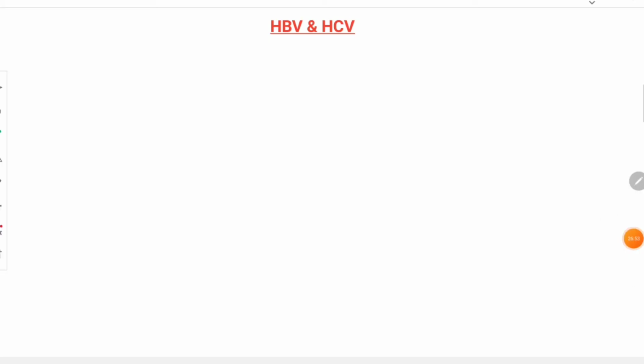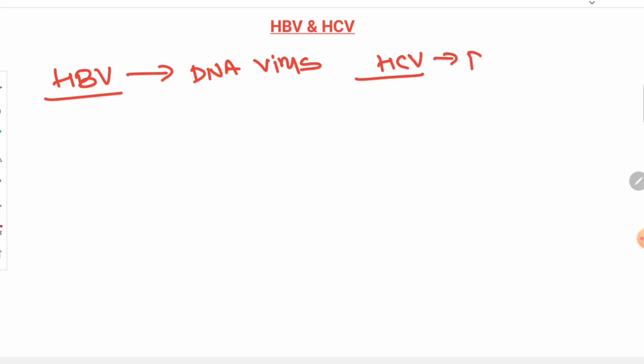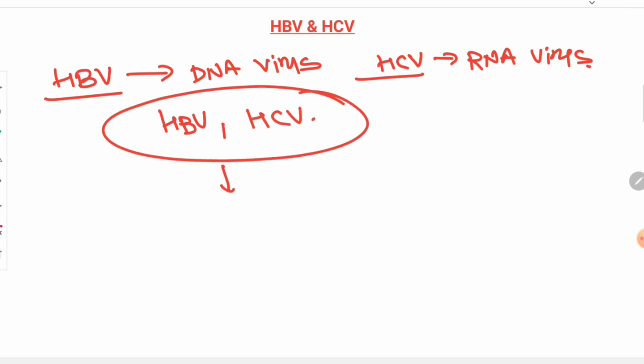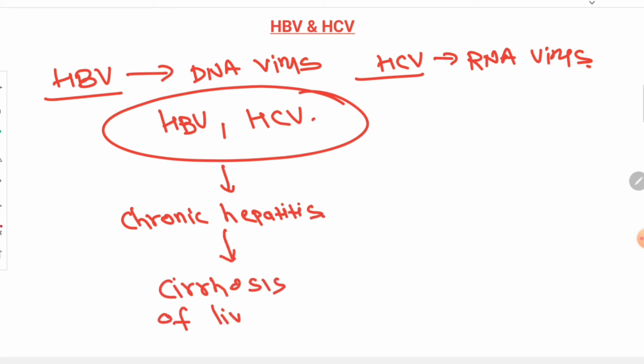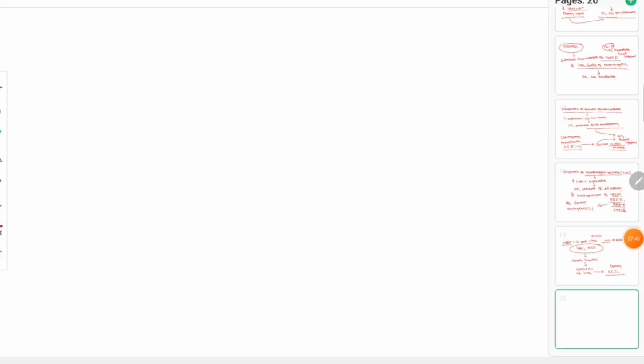Alright. Now let's understand something about hepatitis B and hepatitis C virus. So hepatitis B virus is DNA virus and HCV is RNA virus. Both these viruses, HBV and HCV, can lead to development of chronic liver inflammation, which is known by the name chronic hepatitis. And from chronic hepatitis, patient can develop cirrhosis of liver, because of which there will be development of primary hepatocellular carcinoma. So in this way they can cause cancer.